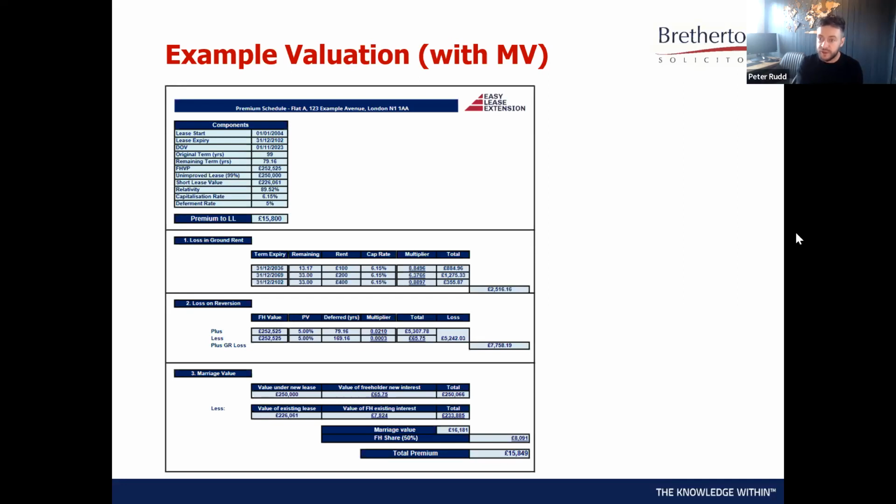So it's an example to show the importance of being aware of your unexpired term, when it's going to hit 80 years, and trying to ensure that you put provisions in place to extend your lease before you get to the 80-year mark. Otherwise, you will pay the landlords potentially double what you would have paid the previous year.